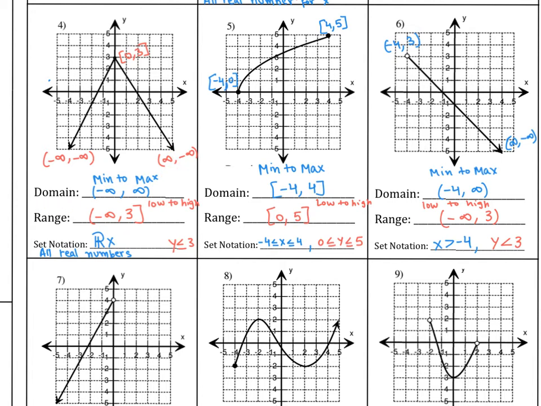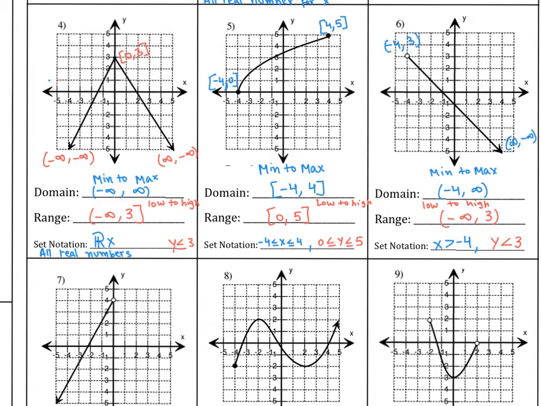For domain, you're going to list the points in interval form, that is minimum to maximum. So minimum is -infinity, maximum point is infinity, so -infinity comma infinity. Range is the lowest to highest, so the lowest point for y is -infinity and the highest is going to be 3, so -infinity comma 3. For set notation, you're going to have all real numbers for x, and for y is less than or equal to 3, so it's going to be 3 and going down, which means it's approaching -infinity.